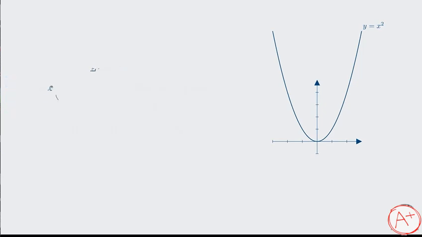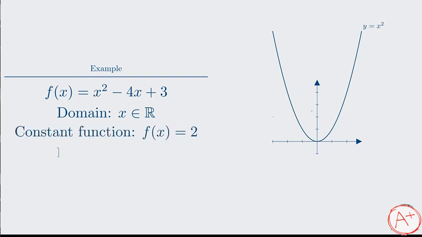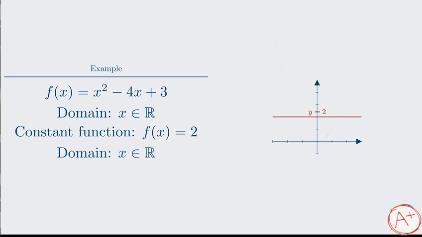Take the function f of x equals x squared minus 4x plus 3. Since there are no square roots or denominators to worry about, the domain is simply x is an element of the real numbers. Even for a constant function like f of x equals 2, the domain remains all real numbers because the function exists for every value of x.